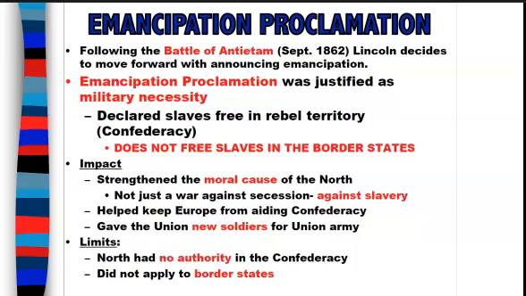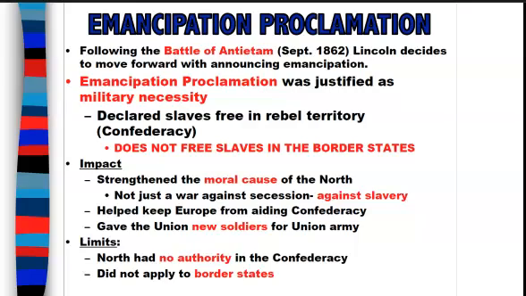Now, why is this important? Number one, it strengthens the moral cause of the war. Now this war is moving from a war not just against secession. It's not just a war, like Lincoln said a year before, about just reuniting the Union. Now it's becoming a war against slavery.